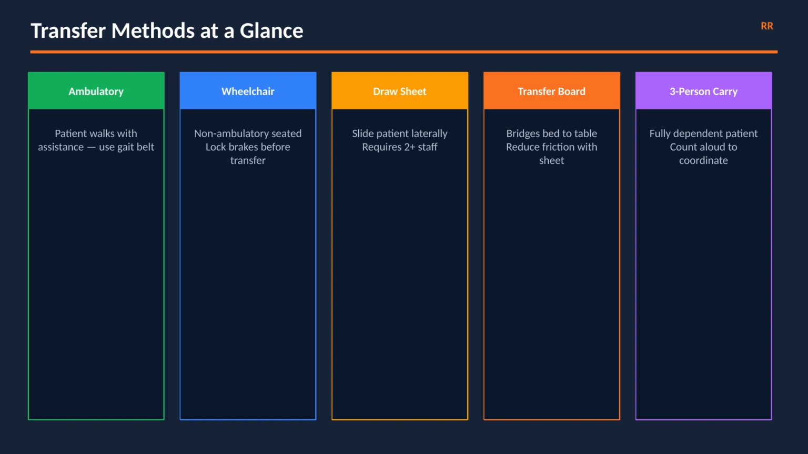Draw sheet transfer. Slides the patient laterally across surfaces. Minimum 2 staff members. Coordinate movement. Count together. Transfer board. Bridges the gap between surfaces for patients who can partially assist. And 3-person carry for fully dependent patients. Count aloud to coordinate. Never attempt a dependent transfer alone.